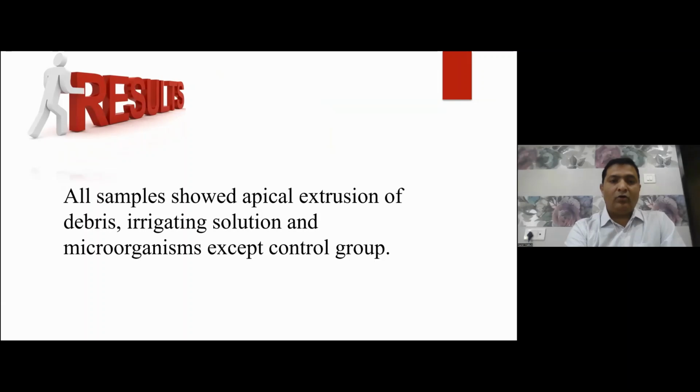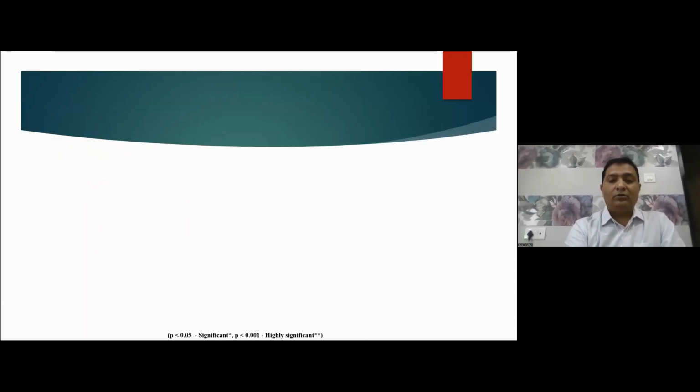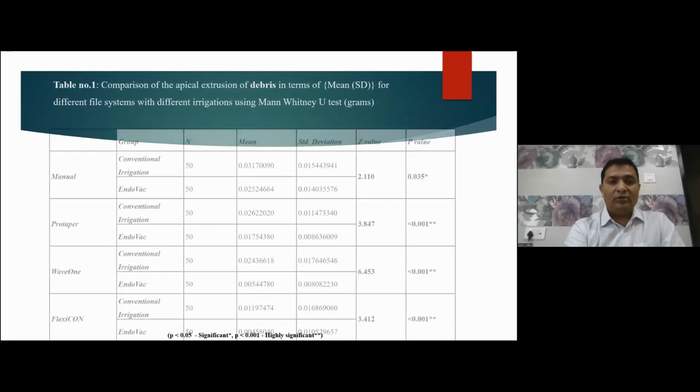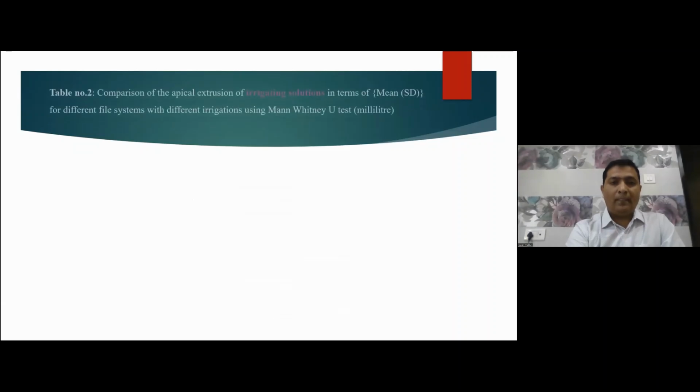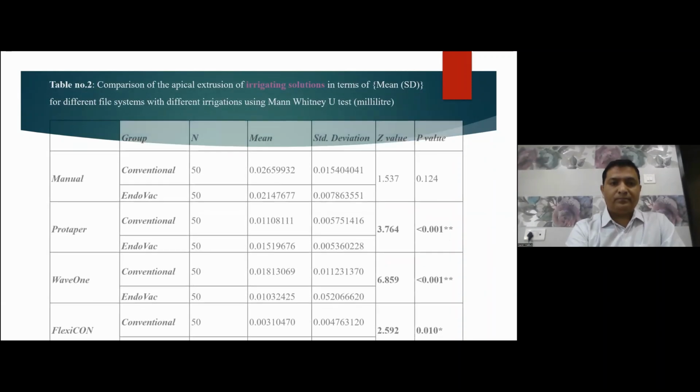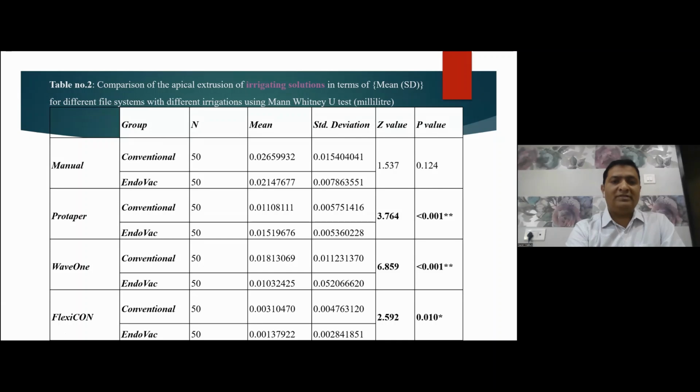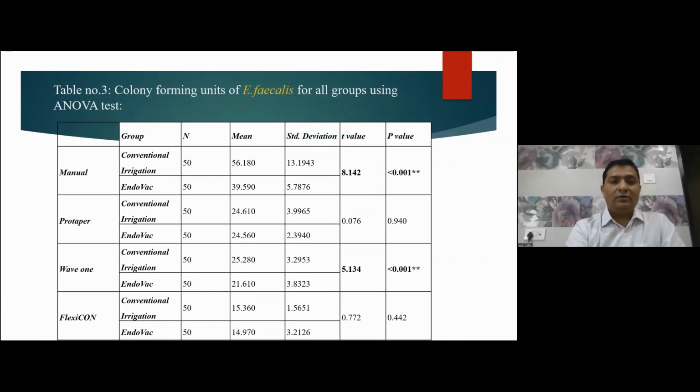The results were obtained. All samples showed apical extrusion of debris, irrigating solution and microorganisms, except the control group. Table number 1 shows manual instrumentation with conventional irrigation shows the maximum, while Flexicon instrumentation with EndoVac irrigation shows the minimum. Irrigating solution was more with manual instrumentation with conventional needle irrigation, while Flexicon instrumentation with EndoVac had the least. Colony forming units for manual instrumentation with conventional irrigation had the maximum number, while Flexicon had fewer in the case of EndoVac irrigation.